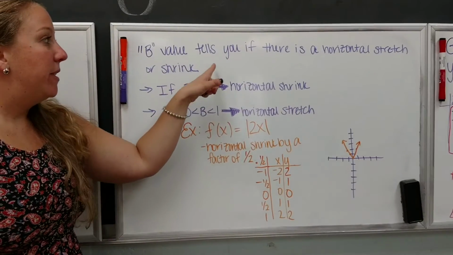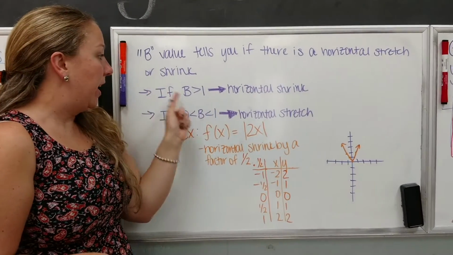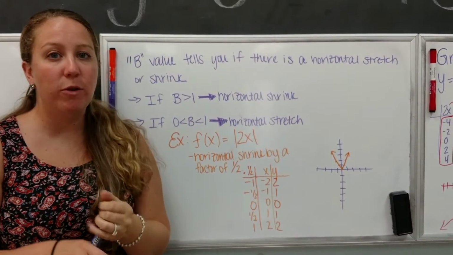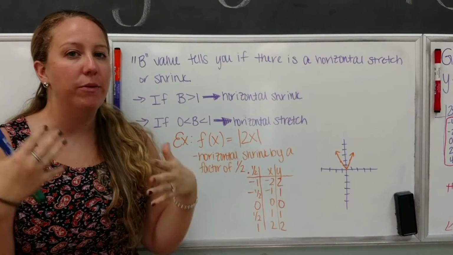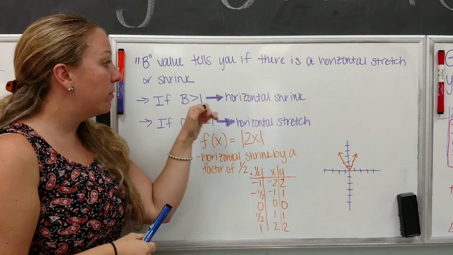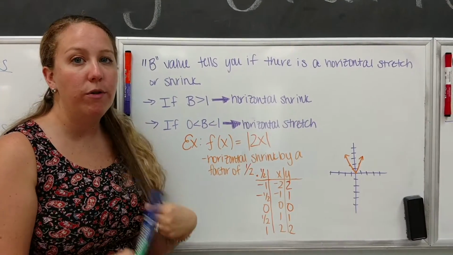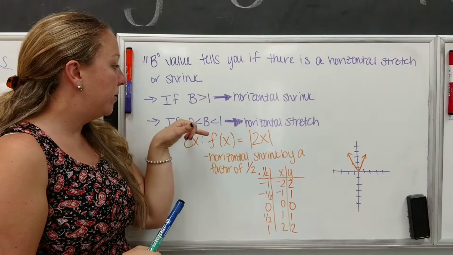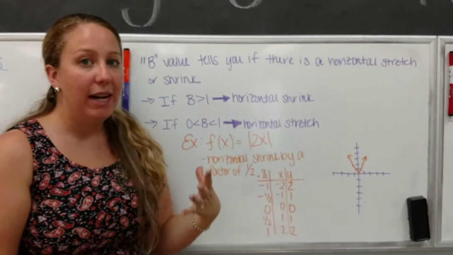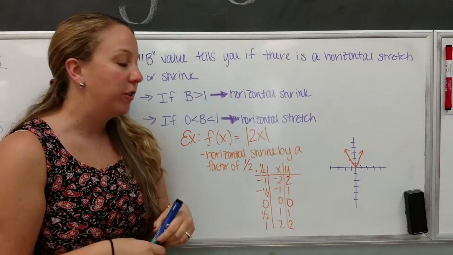The b value tells you if there's a horizontal stretch or shrink. And b, I think we mentioned it before, is always the opposite of what your brain would want to think. So if b is greater than 1, there's a horizontal shrink by a factor of 1 over b. And if b is between 0 and 1, there's a horizontal stretch by a factor of 1 over b.